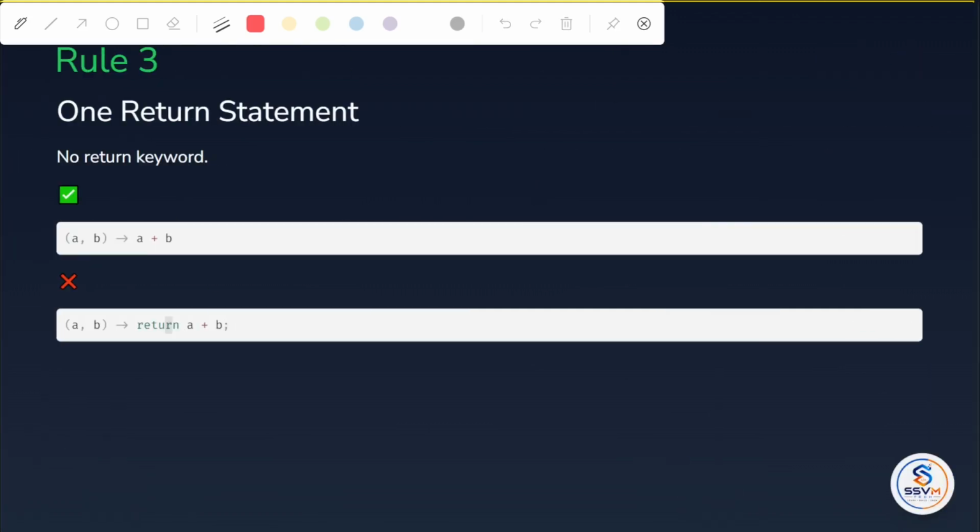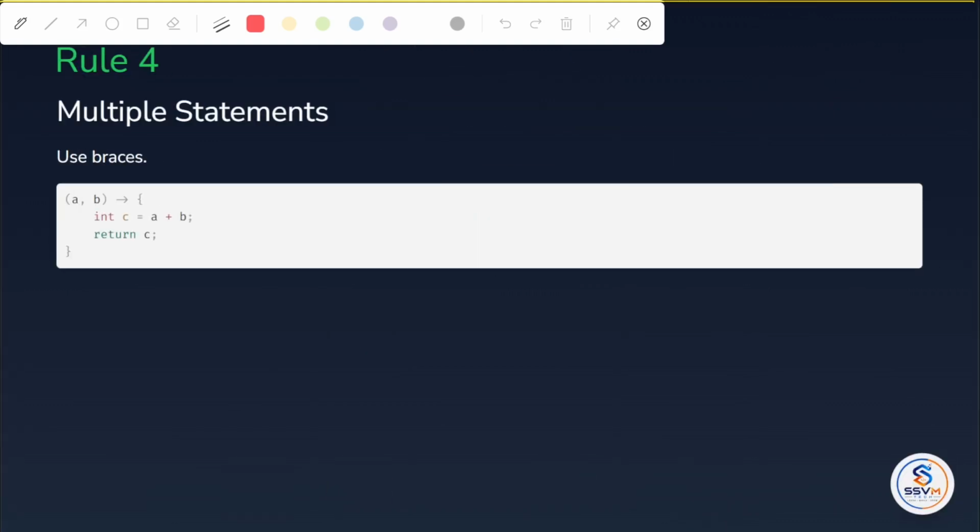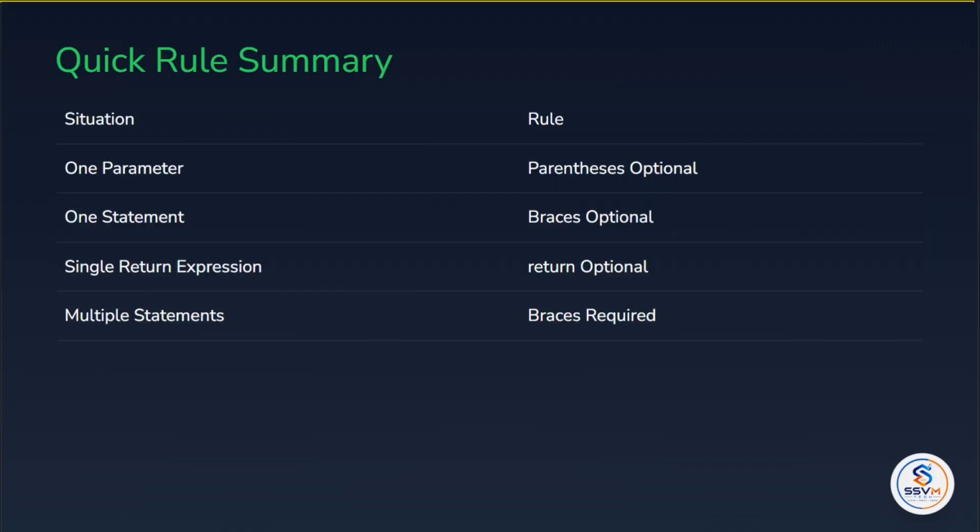Rule number 3, one return statement. If it has only one return statement, it is not required to write the return explicitly, so you can eliminate this return. Rule number 4, if it has multiple statements, you have to use the braces. These are the rules. If you remember these rules, it is very easy to write a Lambda expression wherever it's required. We will quickly check this rule summary.